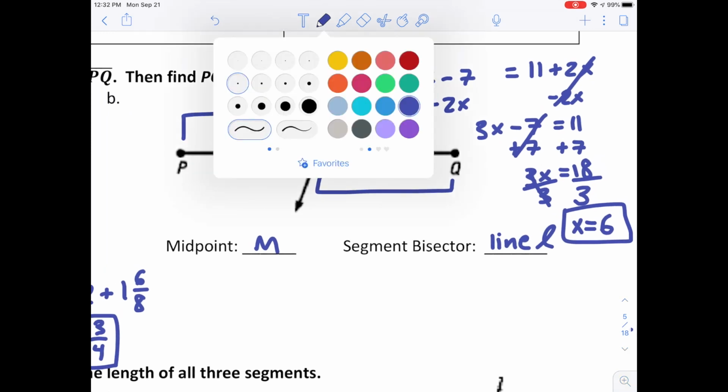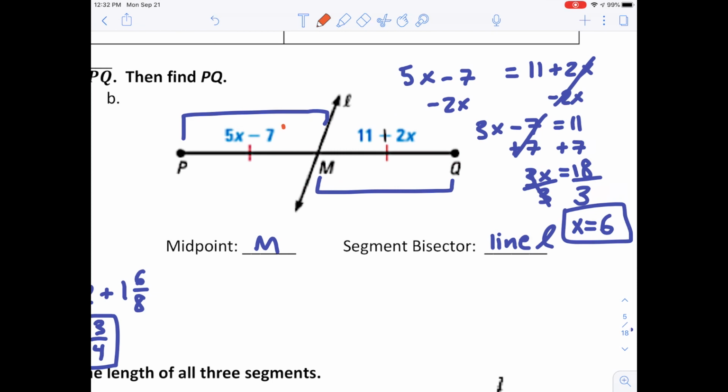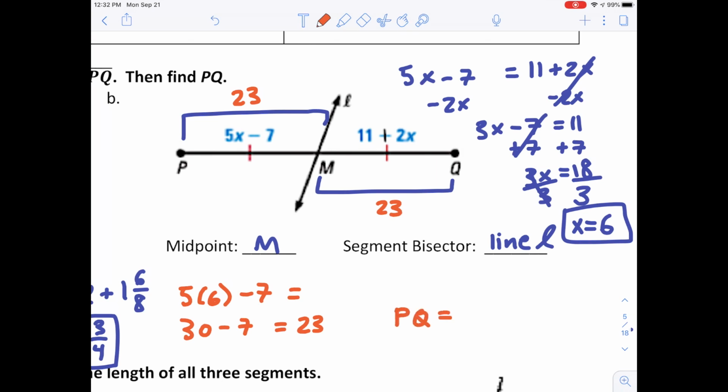That is going to allow me to figure out this distance. So I'm going to have 5 times 6 minus 7, 30 minus 7, or 23. So this distance is 23. That means this distance has to be 23. So PQ, the length of PQ, is going to be 46 total.